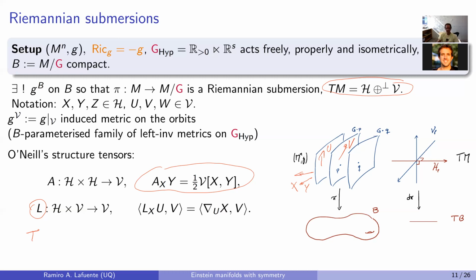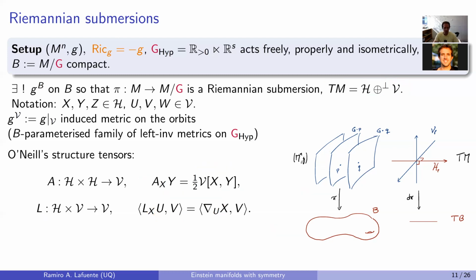And then the L tensor is nothing but the second fundamental form of the orbits. If you give a horizontal direction X, and then you compute nabla, where nabla is the Levi-Civita connection, evaluated at tangent directions, this is by definition the second fundamental form of the orbit G·p, at the point p, in the direction of X.